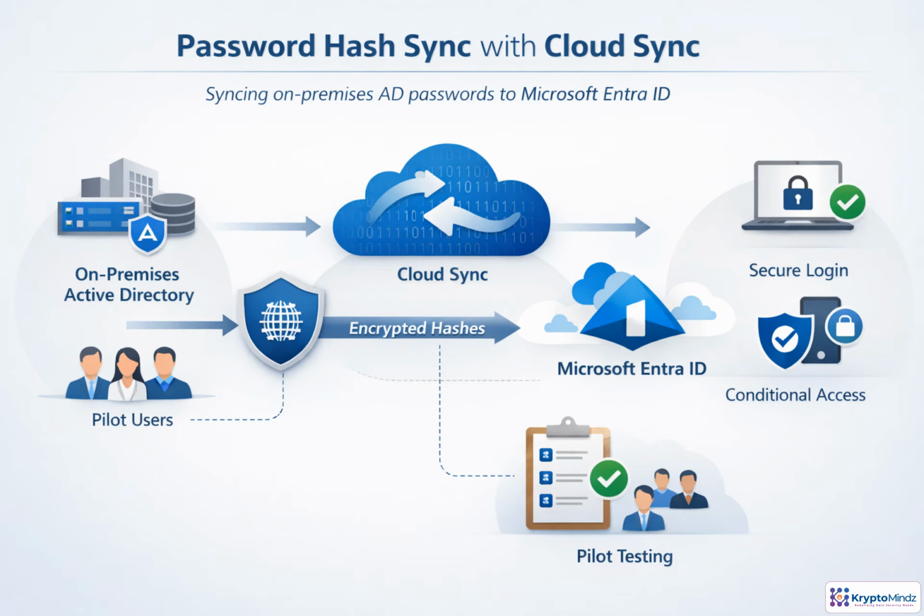Password hash sync gives users a familiar sign-in experience in Microsoft Entra ID while keeping the actual password protected. Cloud Sync reads supported password data from on-premises Active Directory, transforms it into a secure hash, and synchronizes that hash, not the plaintext password, to Entra ID. From there, users can access cloud apps with modern authentication, conditional access, and the same identity controls you already use.